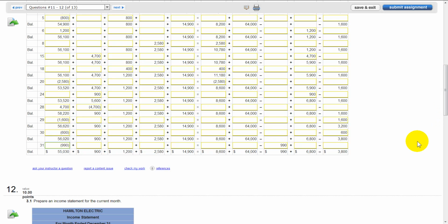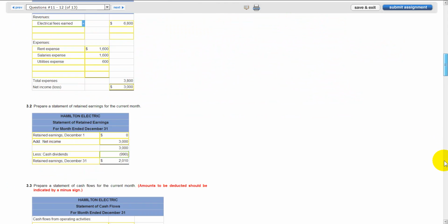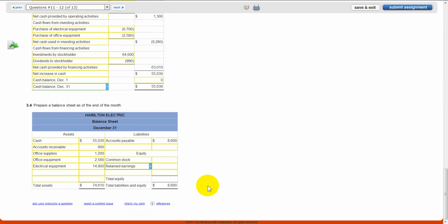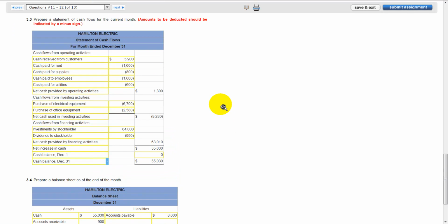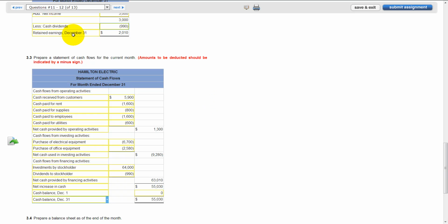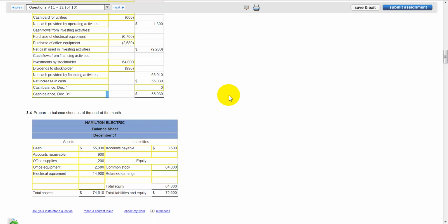Let me remember this 64,000 right here. 64,000 is your common stock. And then the retained earnings up here, December 31st, that's the date of our balance sheet, is 2010. Okay, so if I enter this 2010, keep your eye on these two totals now. Enter. Oh, it matches. Now, definitely there's a mistake if it doesn't match.